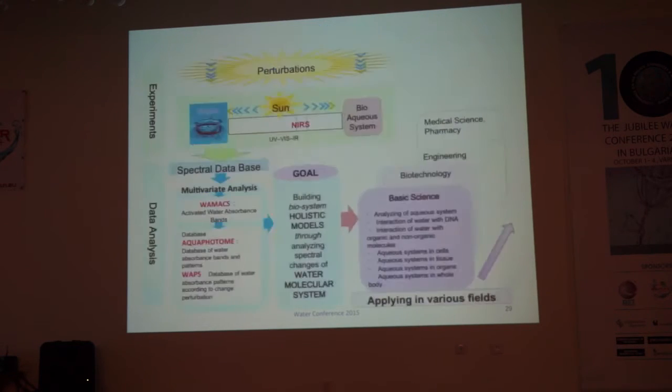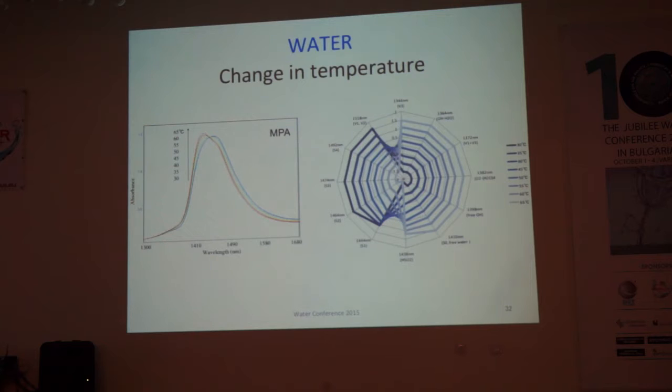Okay. Now, when we increase the temperature, as I said, the spectrum moves, has a blue shift. When we decrease the temperature, it has a red shift. So this is the right side of high temperature water, and this is the low temperature water, aquagram.